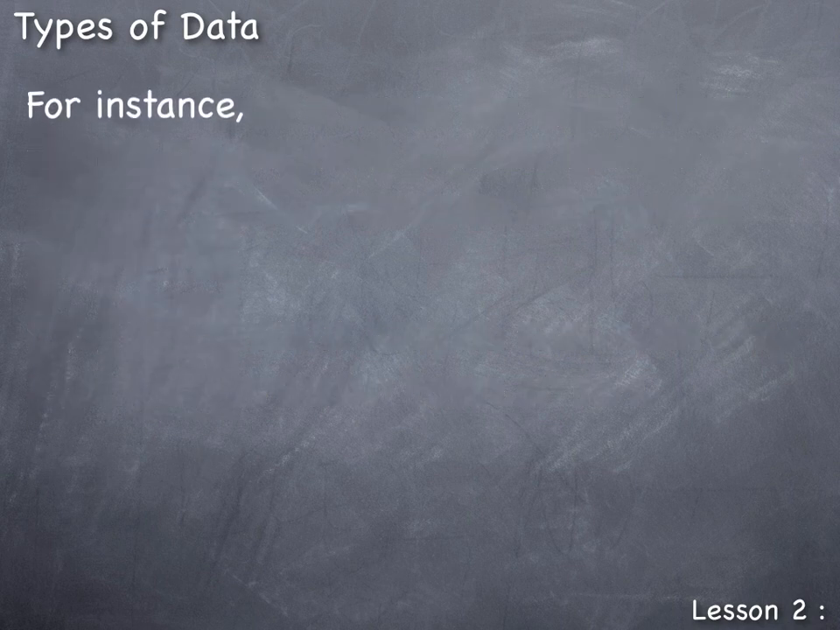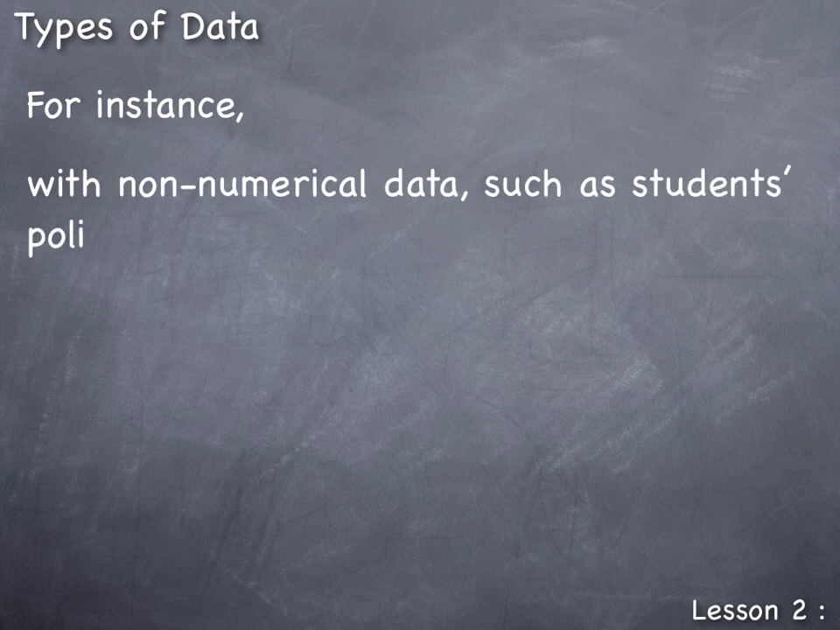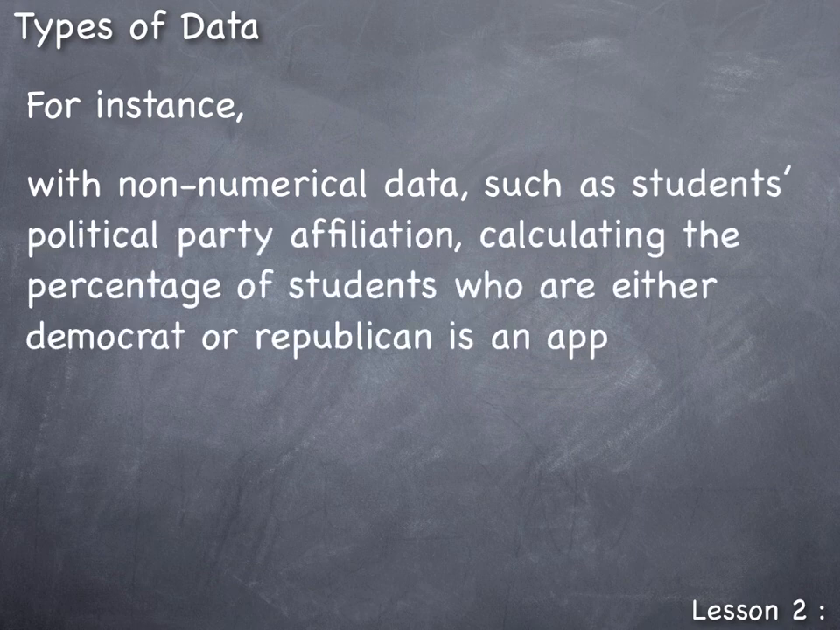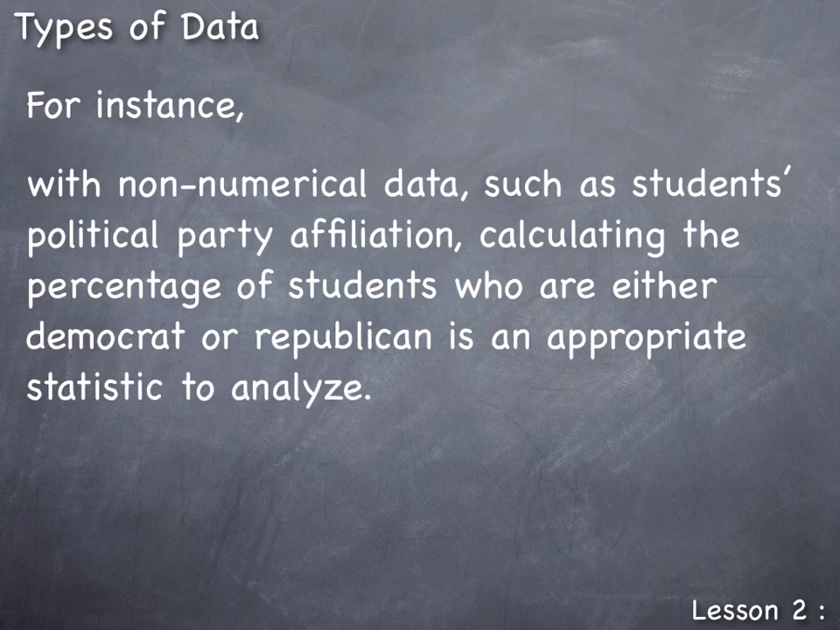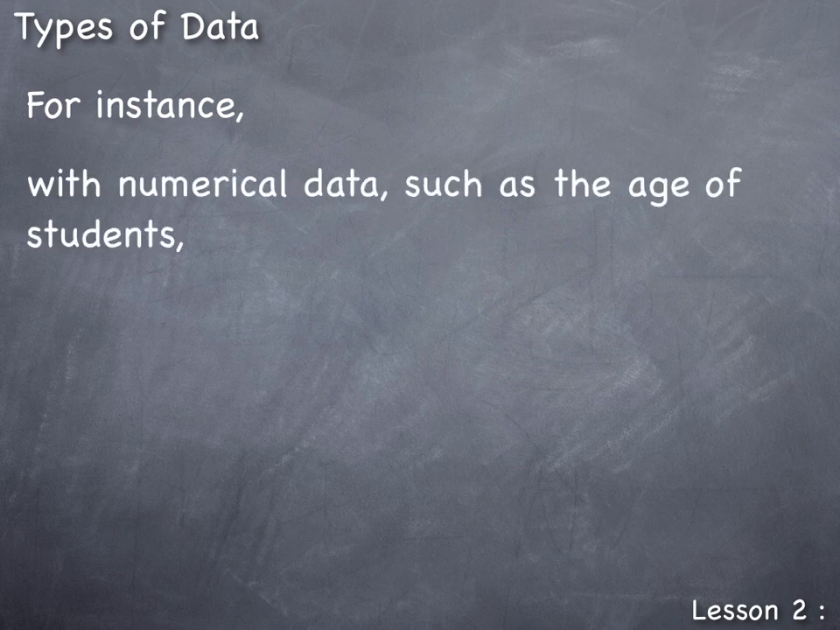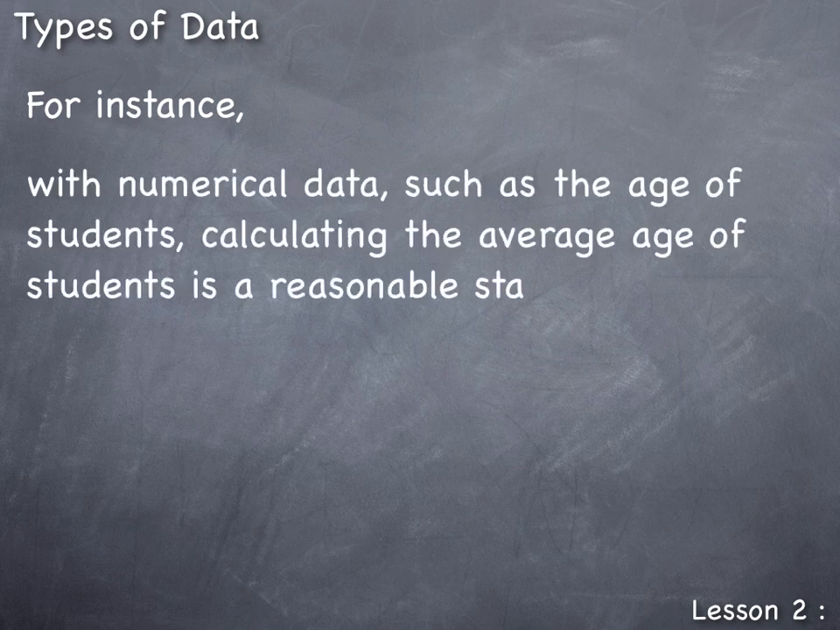For instance, with non-numerical data, such as students' political party affiliation, calculating the percentage of students who are either Democrat or Republican is an appropriate statistic to analyze. For instance, with numerical data, such as the age of students, calculating the average age of students is a reasonable statistic to analyze.